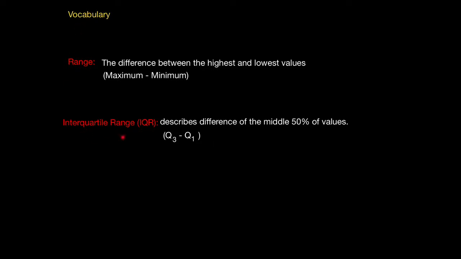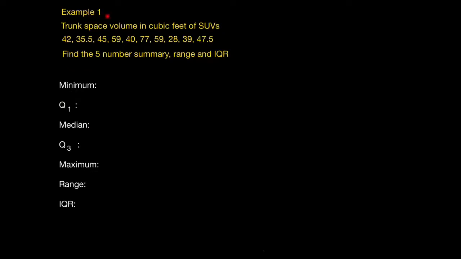Let's apply both of these concepts along with some review. So example 1, we have trunk space volume in cubic feet of SUVs. Here's the data. We have to find the 5-number summary and get the range and the IQR. First things first, let's rearrange this in order from least to greatest. Now that I have my data arranged from least to greatest, I can spot the minimum and I can spot the maximum. Let's go ahead and label that min and then max.